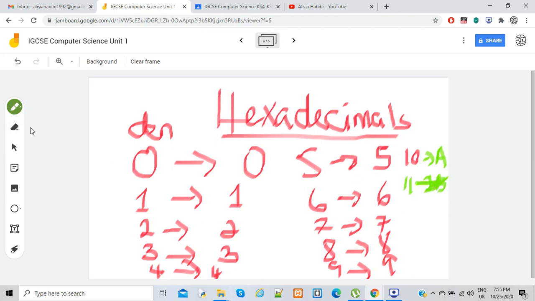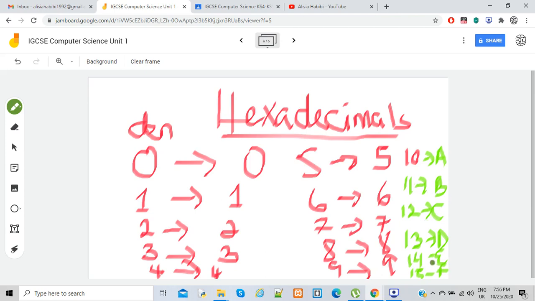So 11 is represented as a B, and then 12 is represented as a C. So we're going to redo this. 11 is a B, then 12 is a C, 13 is a D. So these are these numbers representations in hexadecimal. 14 is represented as an E, and it pretty much stops at 15. And 15 is represented, as you can already tell, as an F.